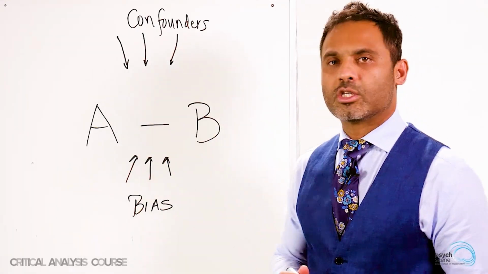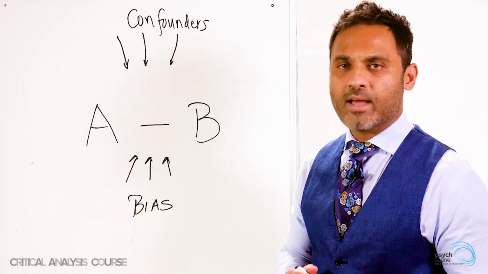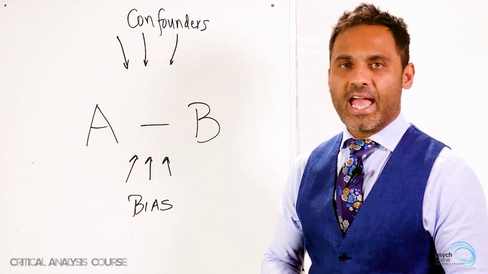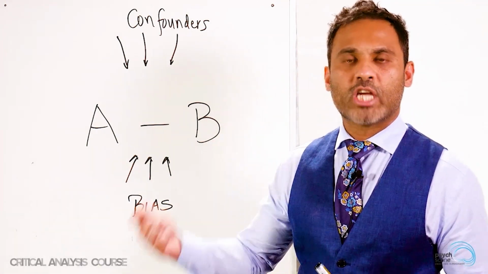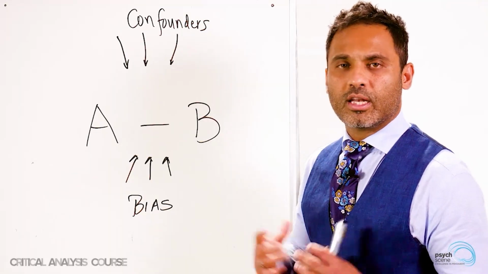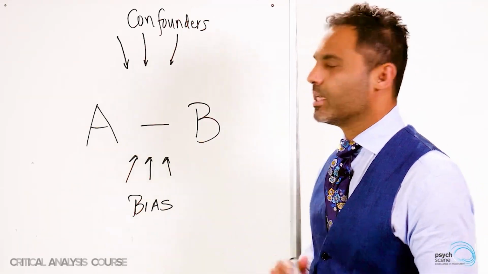We frame this question as a null hypothesis. We say there is no relationship between A and B, and we aim to correctly reject this null hypothesis. The null hypothesis is there is no difference between A and B.